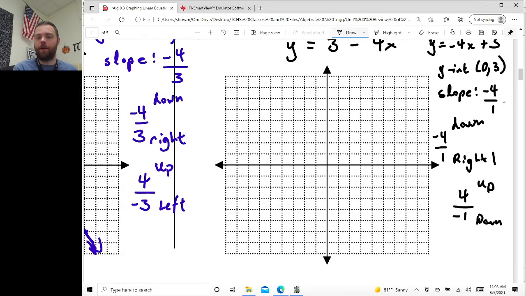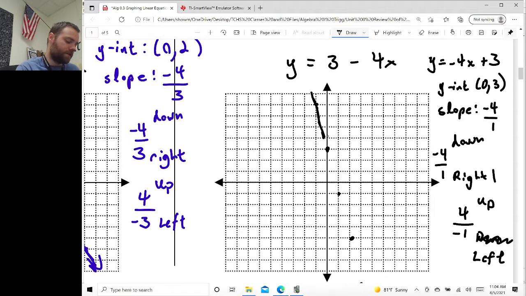So first we're going to plot our y-intercept, which is (0, 3). And then from there, we're going to use this slope to get the right-hand side of the graph. This is telling us to go down 4 and right 1 continuously. So 1, 2, 3, 4, right 1, and it just continues on like that. So I kind of did that one off the page. Then to get the rest of this graph, I'm going to go up 4 and left 1. So up 4, left 1.